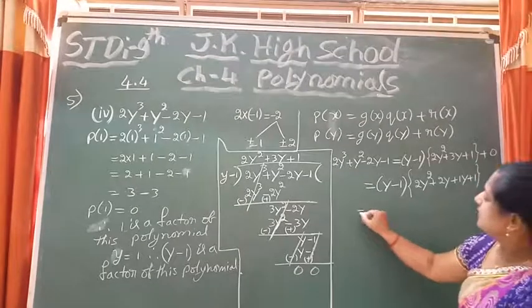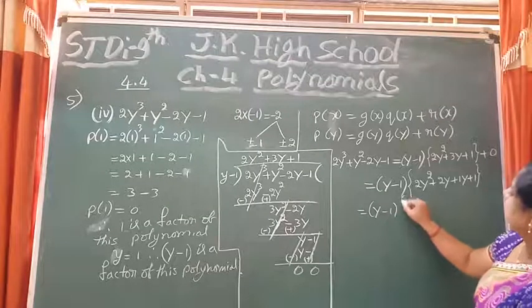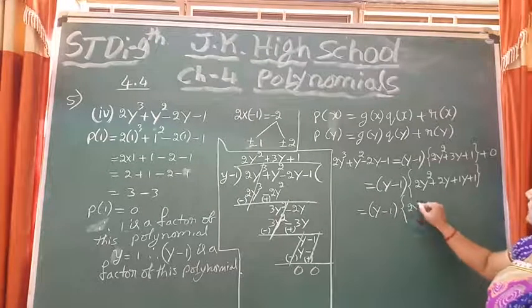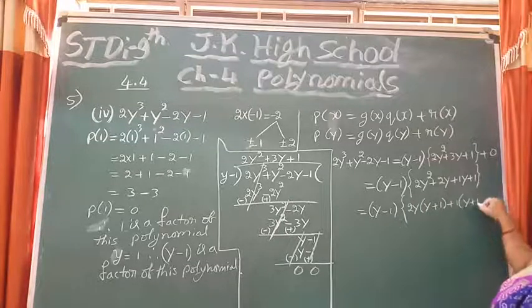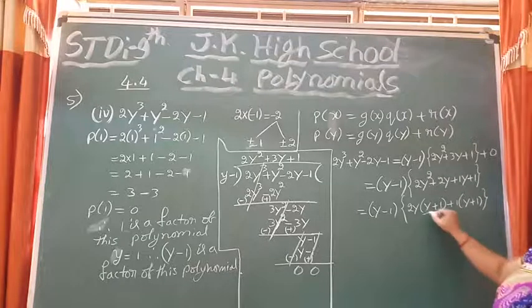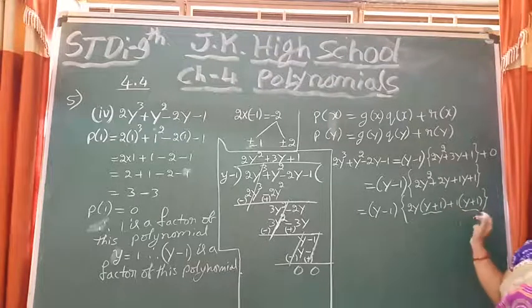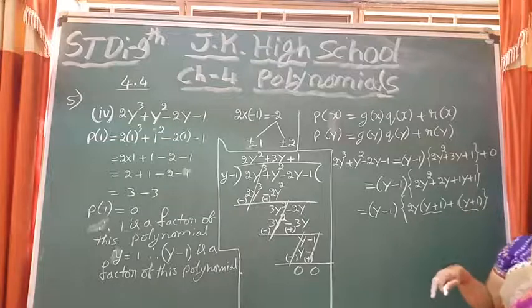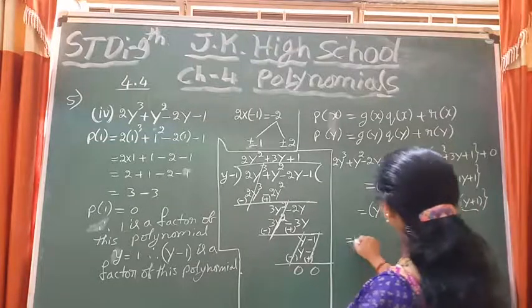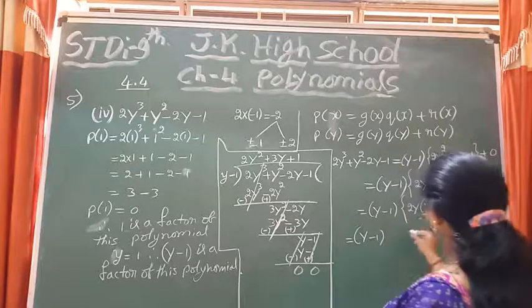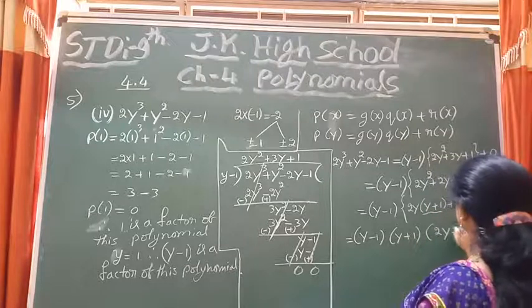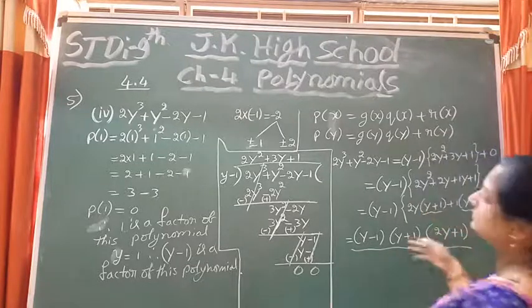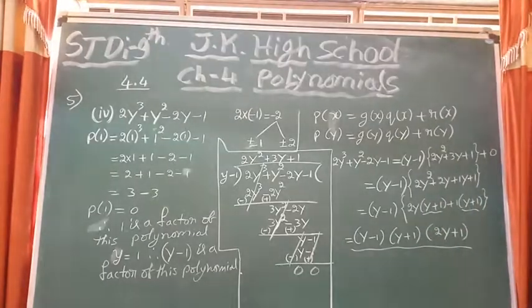This then, one of the factors is y minus 1. Take out 2y common here. If I take out 2y common, y plus 1. If I take out 1 common, y plus 1. So now here also y plus 1 is there, here also y plus 1 is there. Out of these two terms, y plus 1 is common. If I take it out as a common, y minus 1 is already one of the factors. If I take out y plus 1 common, the remaining terms are 2y plus 1. Children, these three are the factors of the given polynomial. Write down, children, and practice.